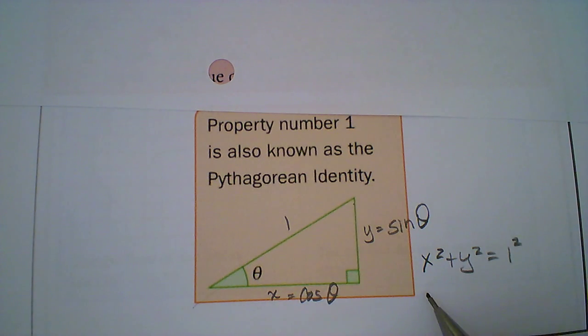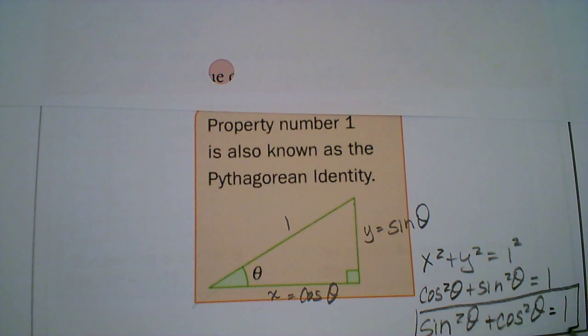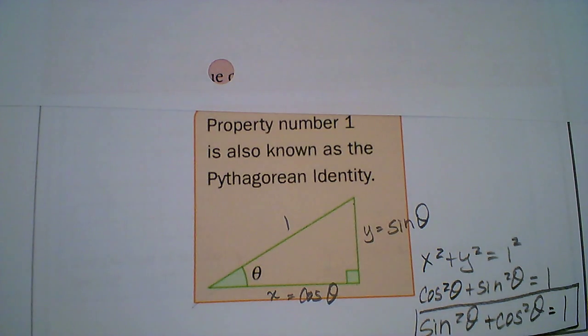But we know that x is cosine, and we know that y is the sine of theta, and we know that 1 squared equals 1. So if I rewrite this the same way that they rewrote it, I've got sine squared theta plus cosine squared theta equals 1. So that's why it's called the Pythagorean identity.